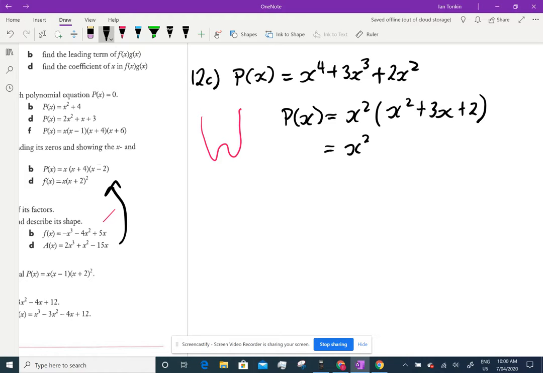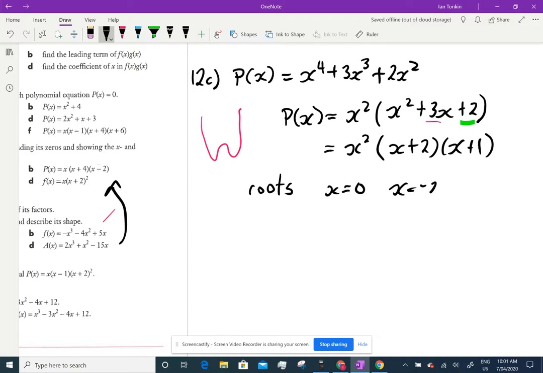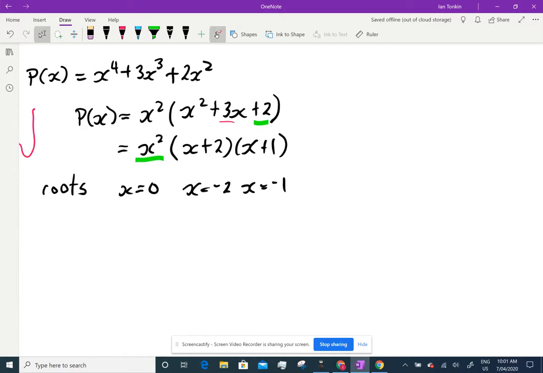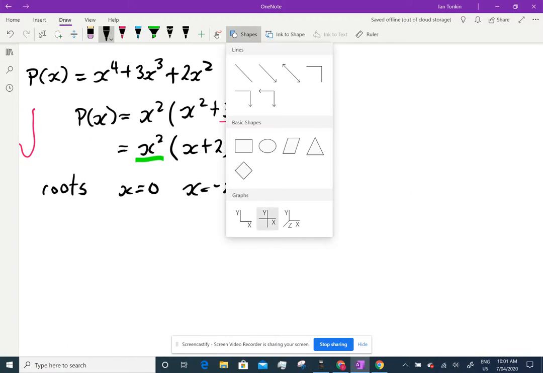So I've got x squared. Now, x squared plus 3x plus 2, I can factorise that. What multiplies out to 2 and adds up to 3, or 2 and 1. So x plus 2, x plus 1. And now it's written in factorised form. The roots are x equals 0, x equals -2, and x equals -1. But look carefully, that's a double. It's a turning point. Okay, let's get our axes.